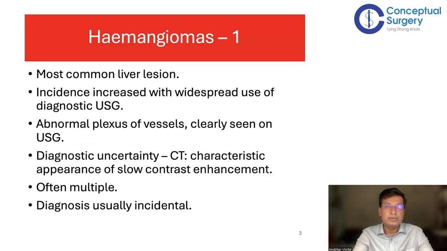So hemangioma, as we know, is nothing but an abnormal plexus of vessels, and it is seen in many locations in the body. And similarly, hemangiomas are also seen in the liver, and it is in fact one of the most common lesions that we see on imaging in the liver. And because of the widespread use and availability of ultrasound, and because ultrasound is a fantastic modality to look at the liver or interrogate the liver, with the increased and widespread use of ultrasound, the incidence of diagnosing hemangiomas of the liver has also increased.